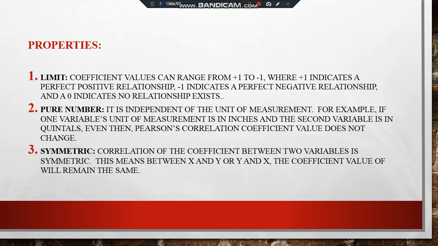Number two, pure number. That simply means you must not use one unit of measurement for one variable and a different measurement for another variable. So if I'm using the metric for GDP in billions, that simply means for government expenditure I should also use billions. Number three, symmetric. The correlation coefficient is between two variables that are symmetric, that simply means x and y, where x is the horizontal and y is the vertical. So the relationship between x and y and the movement must be the same.